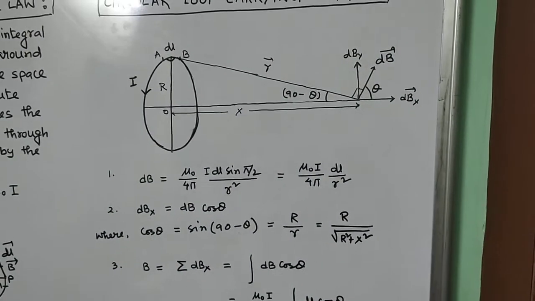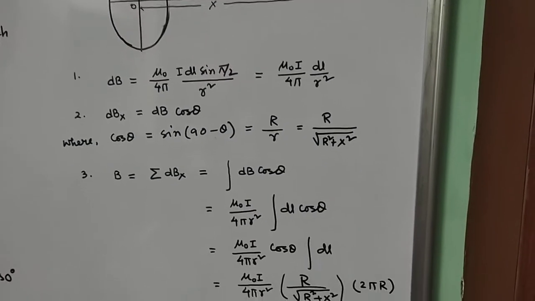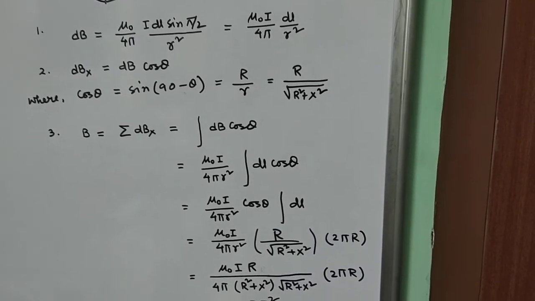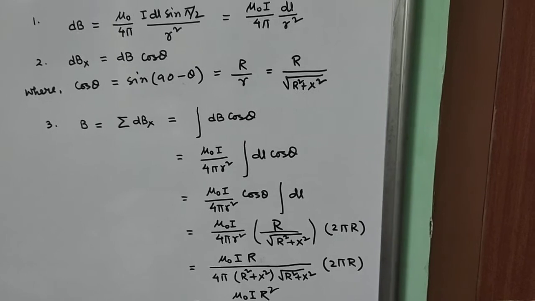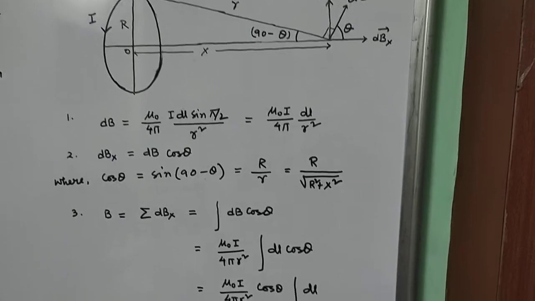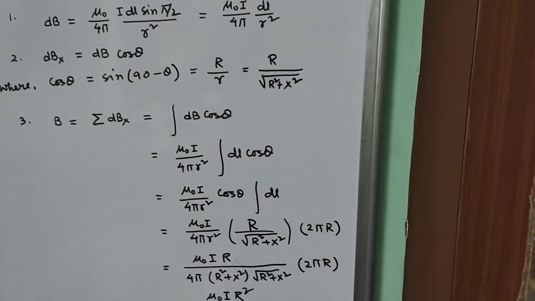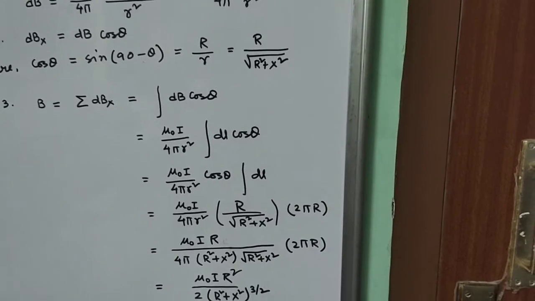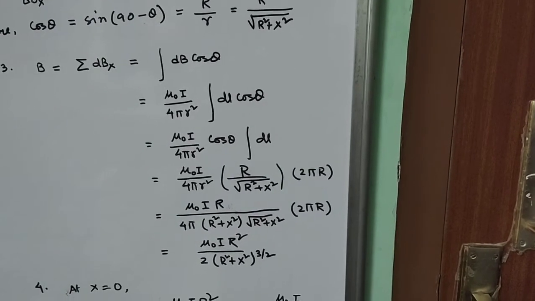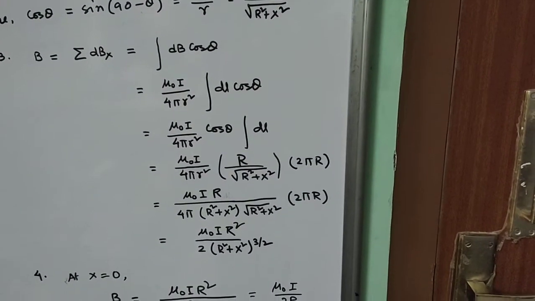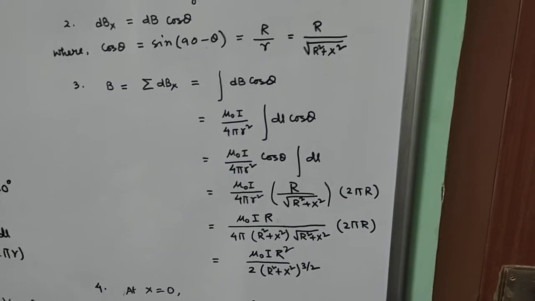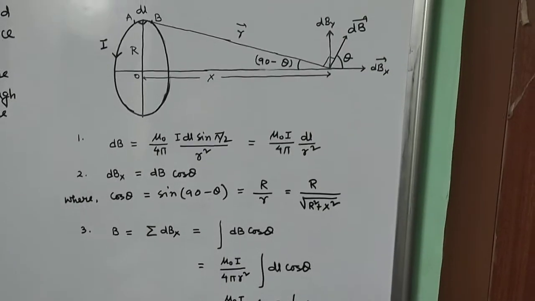So integral of dl is nothing but the circumference of the circular loop, that is 2 pi R. Now cos theta is nothing but R by root over R square plus x square. And small r square equals R square plus x square. So we get R square plus x square times root over R square plus x square, times 2 pi R, so R square plus x square to the power 3 by 2. So 2 pi goes with 4 pi. So you have only mu naught I R square by 2 times R square plus x square to the power 3 by 2. So this is your magnetic field at that specific point at a distance x from the center of the current carrying loop.